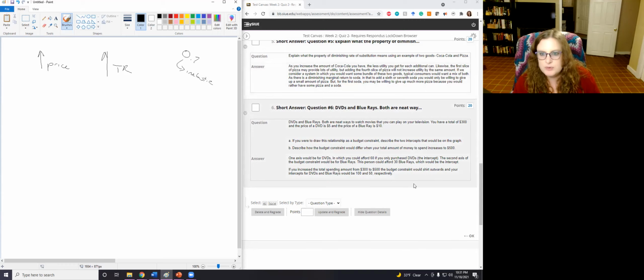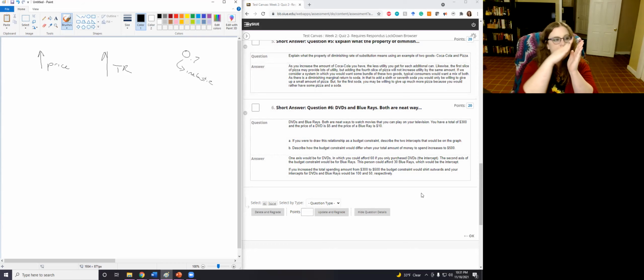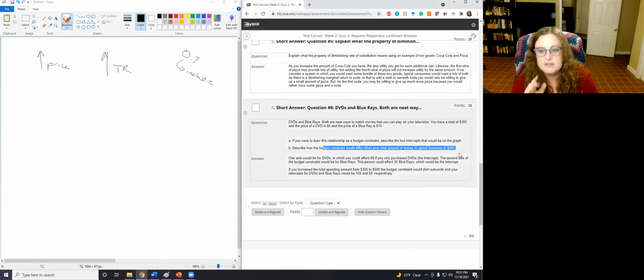Then DVDs and Blu-rays are both neat ways to watch movies. You have $300. That's the same thing where one side may hinge out. If we increase the total amount of money, like we do in part B, where we now have more money to be able to spend, then it moves things out in a parallel fashion.